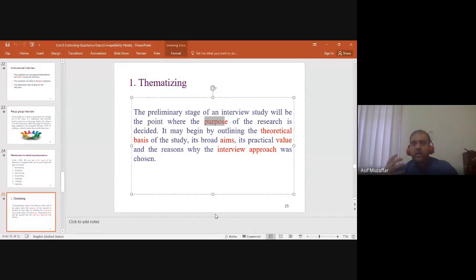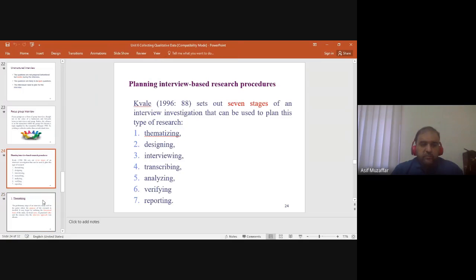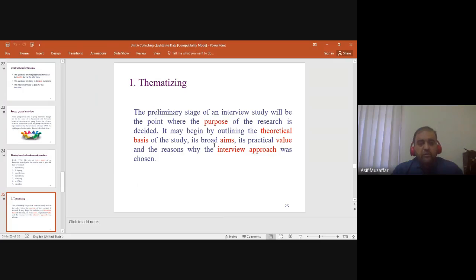What would be your approach? How will you go for an interview? Which type of interview will you use? Sorry, that will be the design part. So this is the purpose of your research. Purpose means the objective of your research. You will define that research theme.